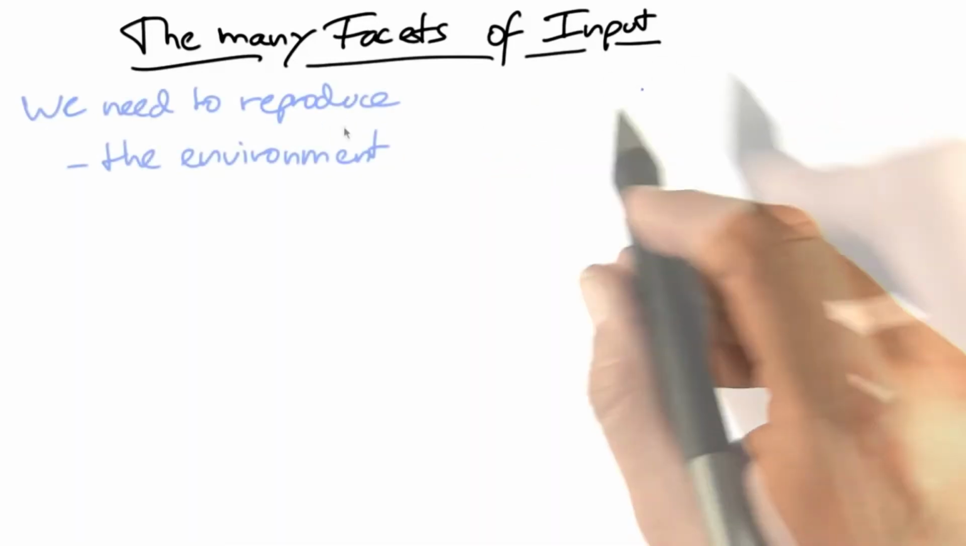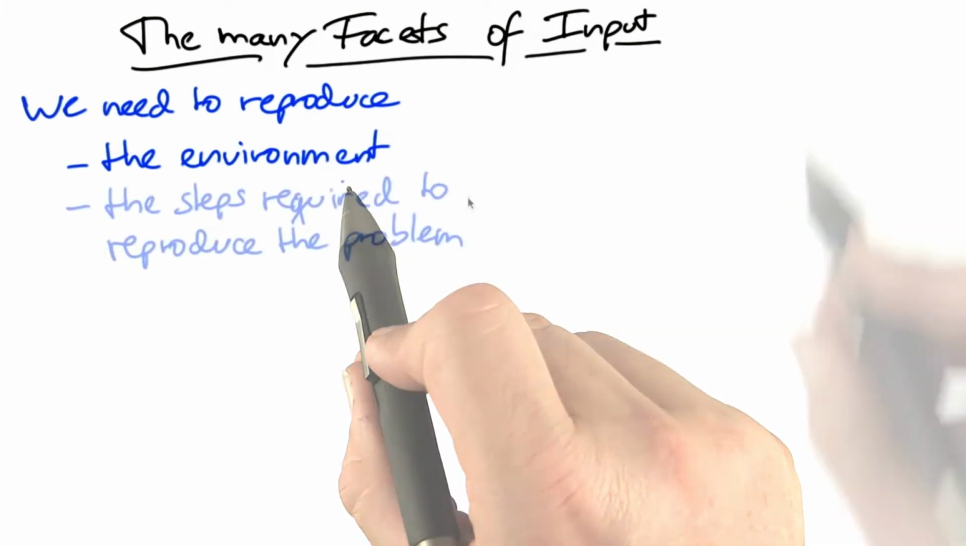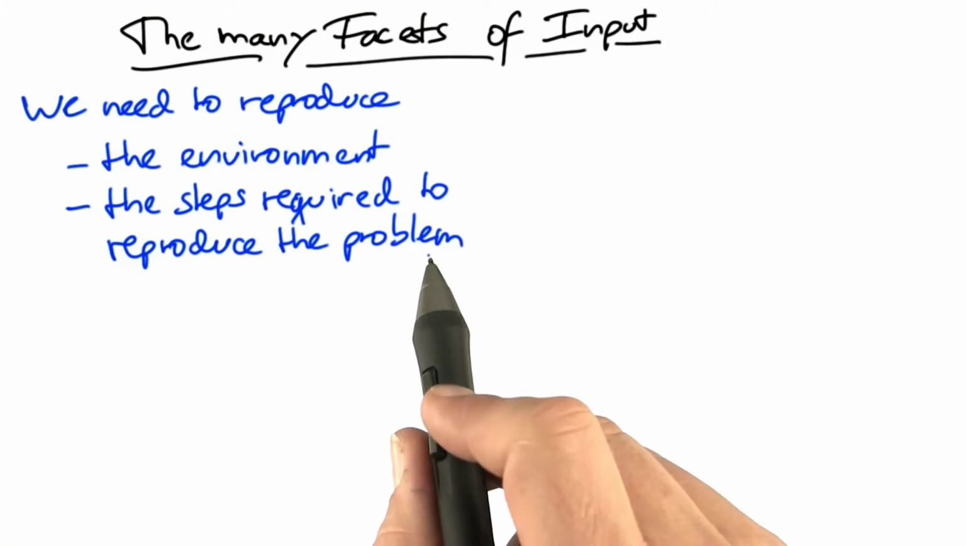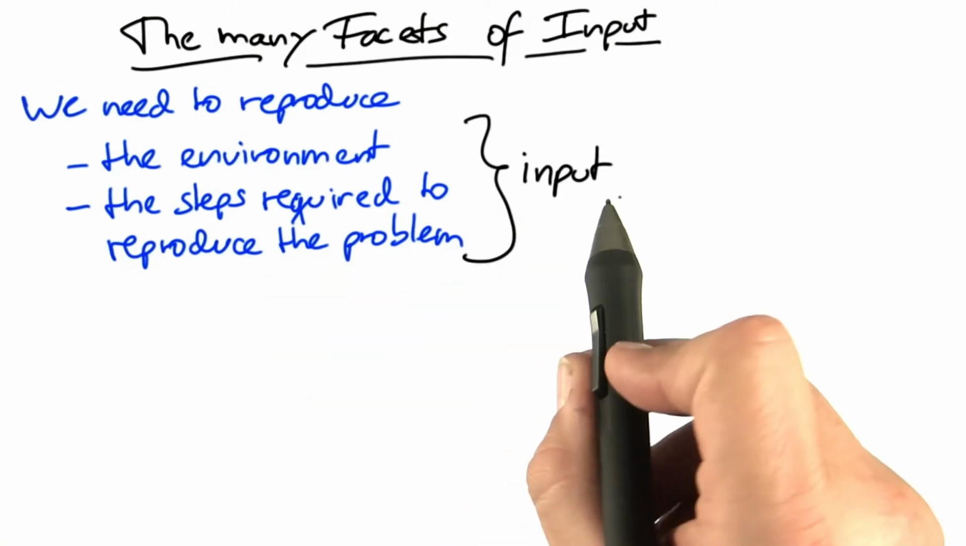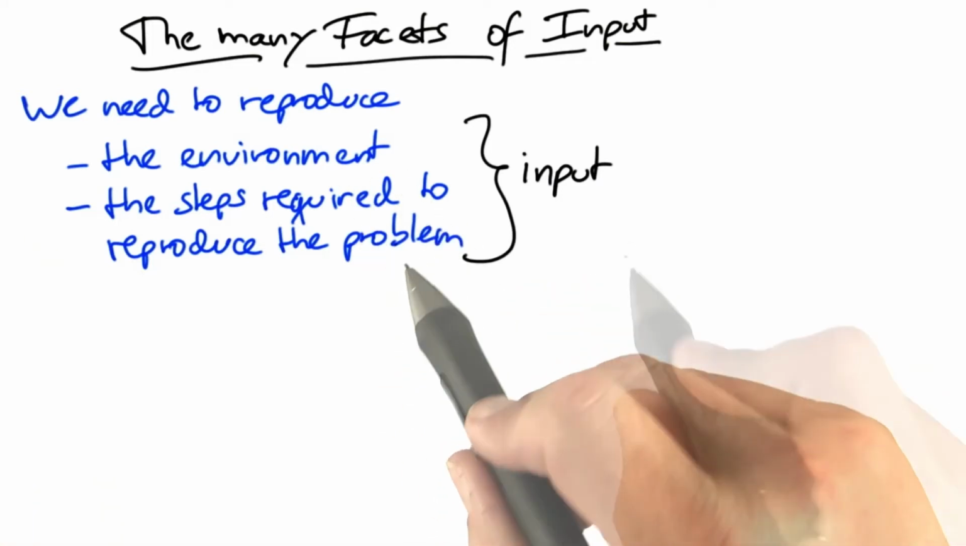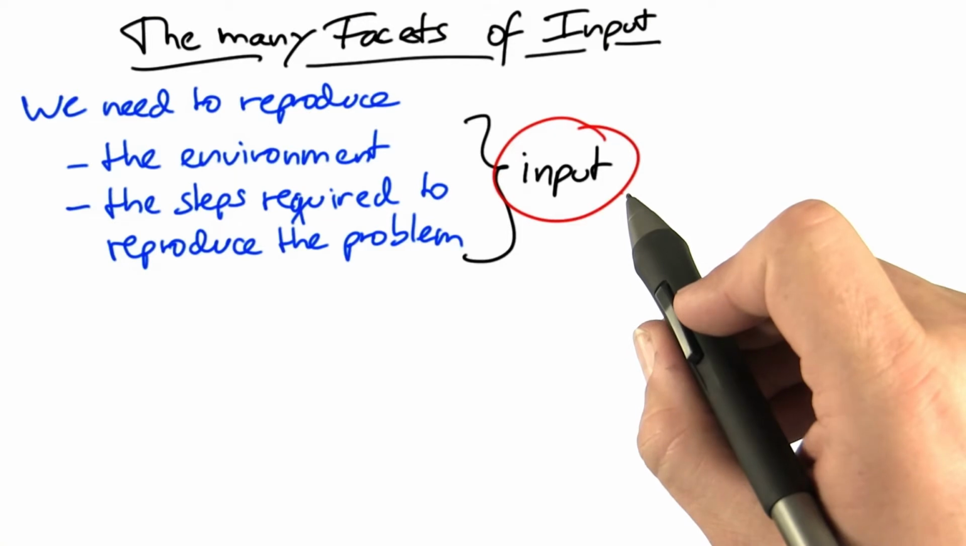Let's now go for a systematic reproduction process. First, we need to reproduce the environment in which the bug occurs. Second, we need to reproduce the steps required to reproduce the problem. Both of these can be abstracted to input. All your program does is dependent on its input. Therefore, if you can reproduce the input, you can also reproduce the execution.